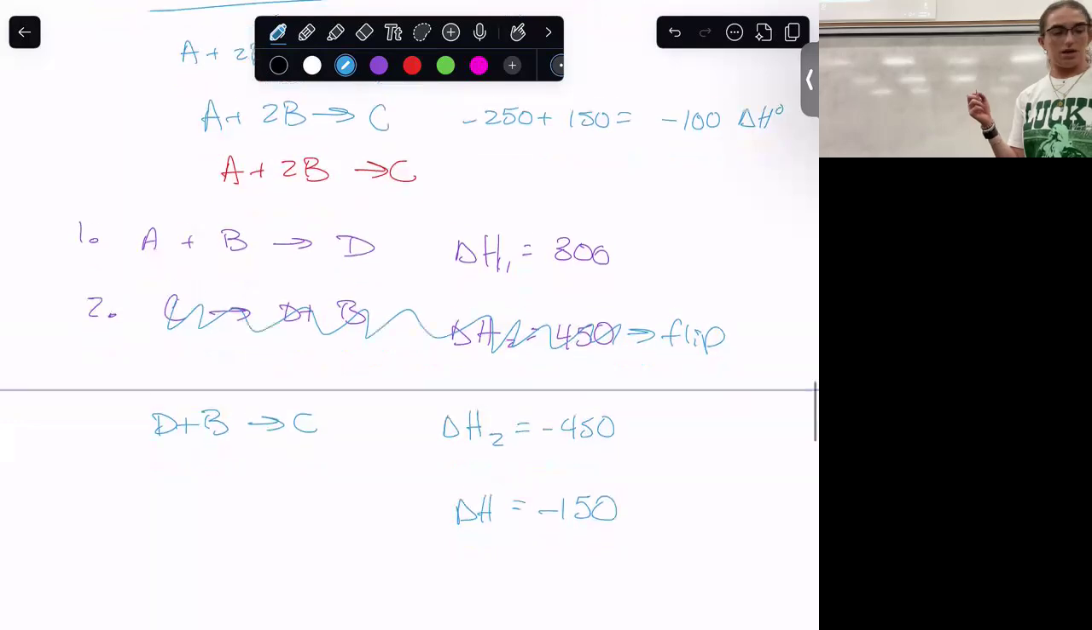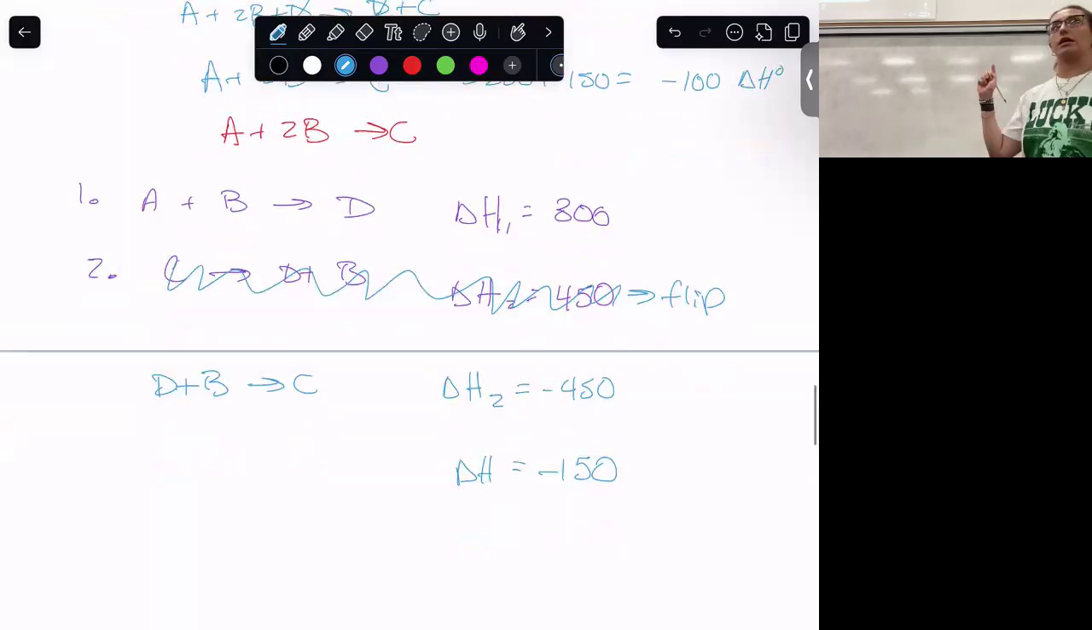Thank you. Any questions on the second example? Do you want to see an actual example? Yeah, okay.